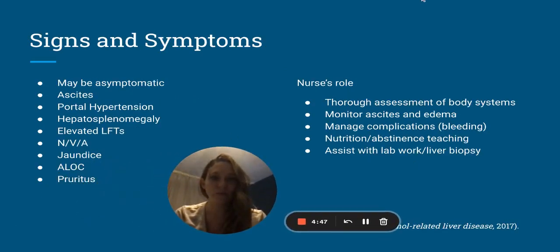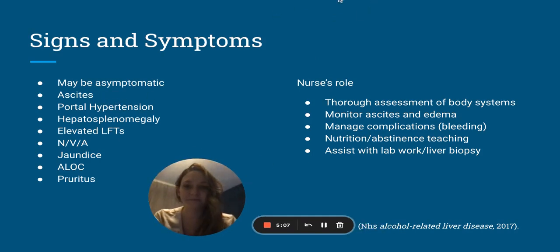So let's talk about what we'll see when we have a patient with cirrhosis. They may be asymptomatic for the longest time. They might not notice the symptoms, or just have no symptoms. They're going to have ascites, or that fluid accumulation in the abdomen, abdominal pain, enlarged liver, nausea, vomiting, anorexia, jaundice, fever, altered LOC.